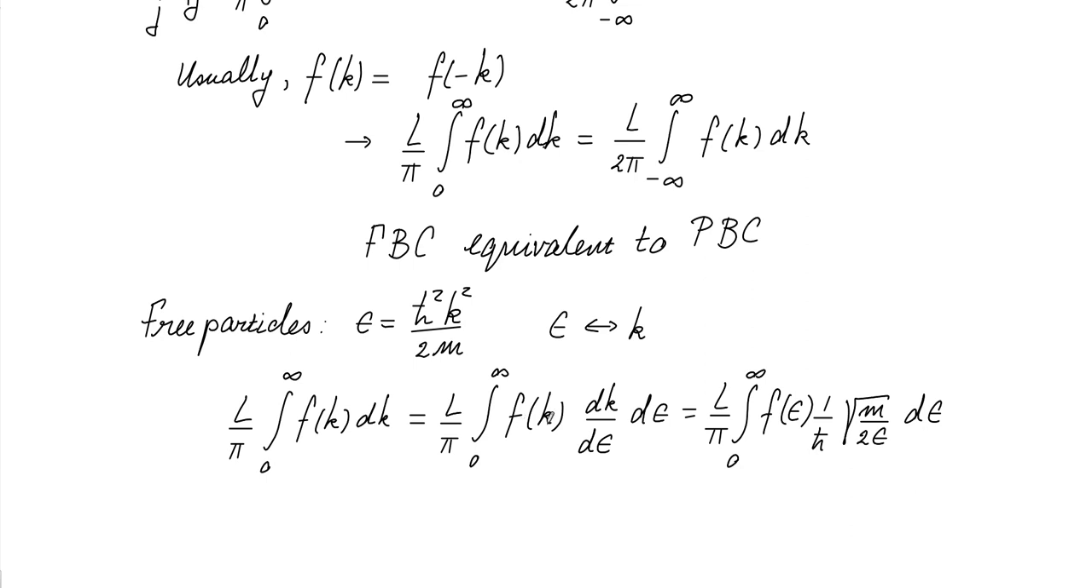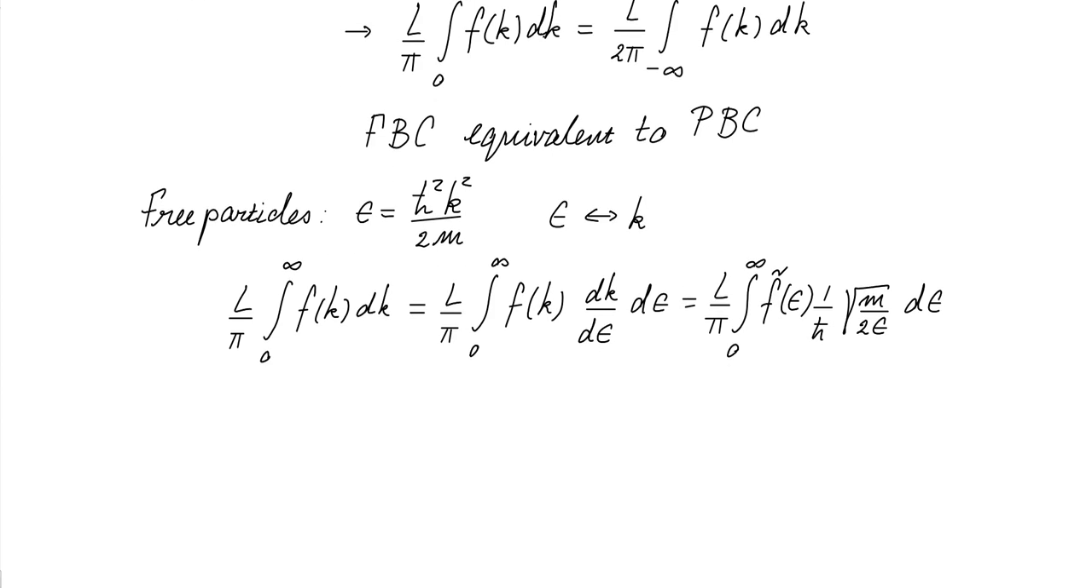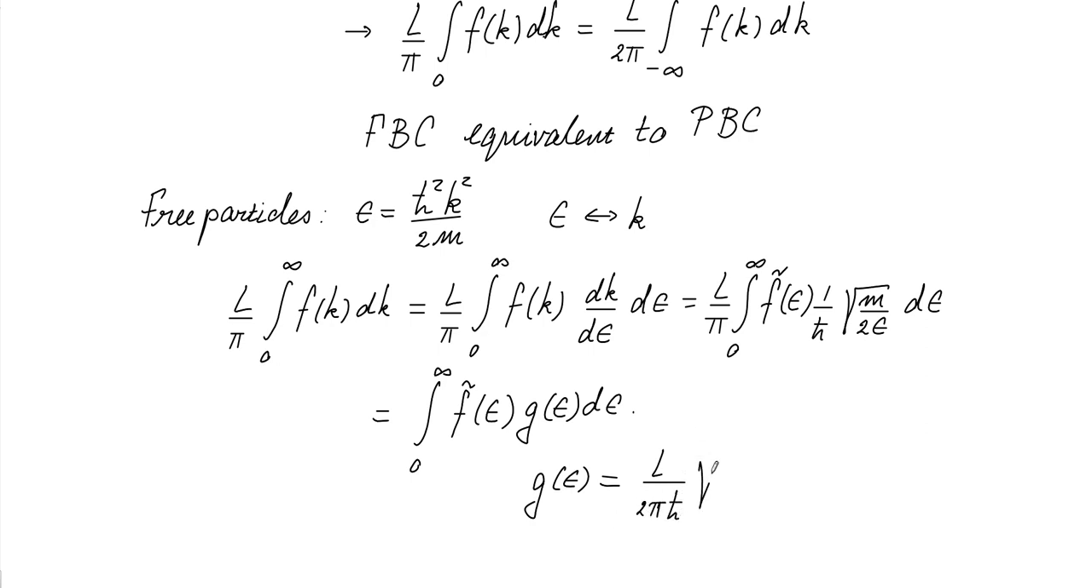Obviously, f as a function of k has a somewhat different form than f as a function of epsilon, so I can put a tilde here in order to fix that. And what we see is that we can write the final sum over all the states as an integral from 0 to infinity. We have our f as a function of epsilon, and then we have a g of epsilon d epsilon. So that means that I have lumped all the terms apart from f in the integral into g. The g of epsilon is the following object. It's L divided by 2 pi h bar, and then the square root of 2m over epsilon, and it has the name density of states.